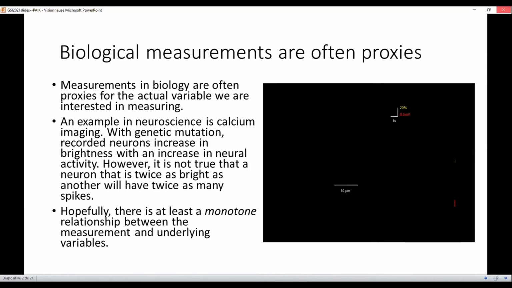I actually have a video of this, but maybe it doesn't play. Okay, it's working. What you would see in this video is that when there are spikes in the electrodes, there's an increase of brightness in the signal, but the signal essentially looks like a convolution of the actual calcium signal with an exponential. So there's a nonlinear relationship between the neural activity and the recorded signal, but at least maybe it's a monotone. But why is this a problem?